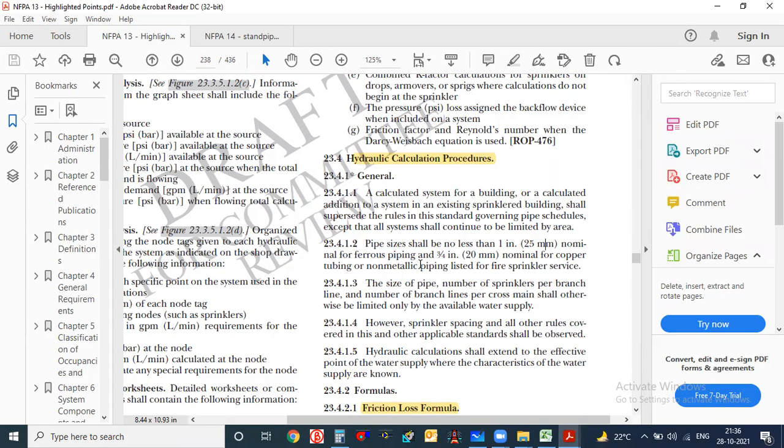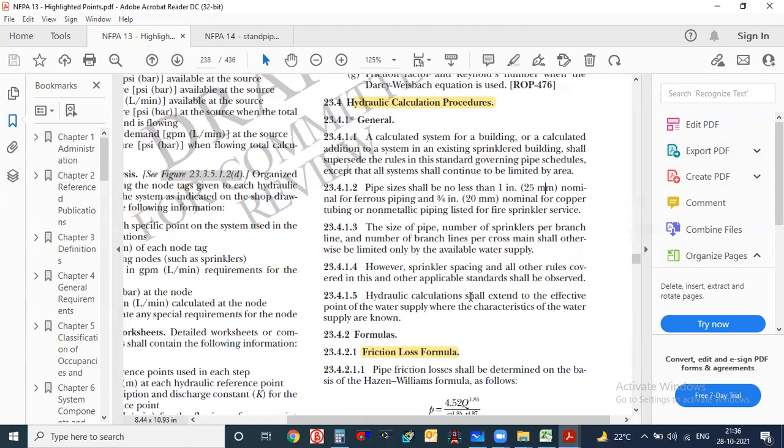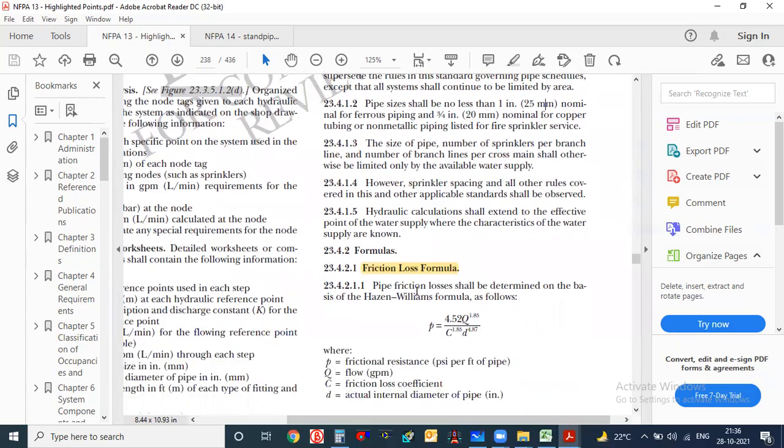Nominal for ferrous piping, and if you are going with copper piping, 20 mm will also do. So this thing they have given. However, sprinkler spacing or other rules covered in this standard shall be observed. Hydraulic calculation shall extend to the effective area. Okay, some things are given.